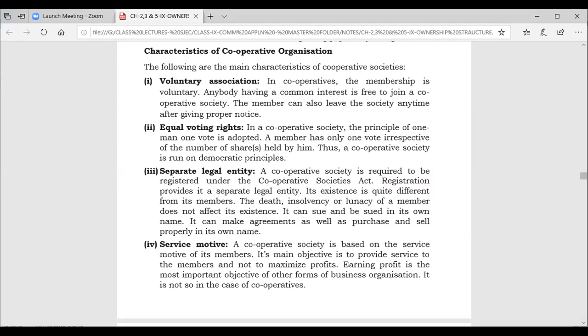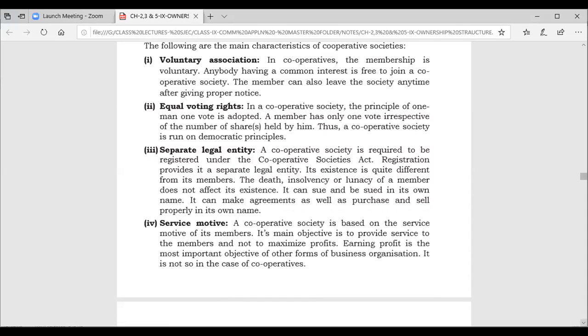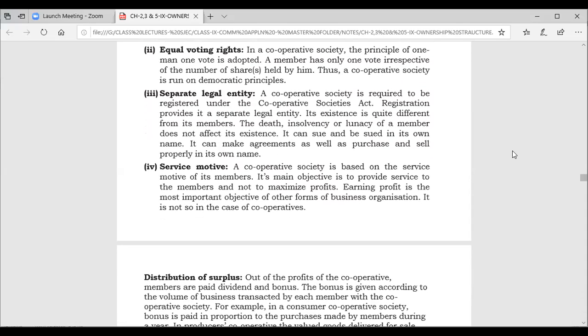separate legal entity. A cooperative society is required to be registered under the Cooperative Societies Act. Whenever some persons join together to form a society, it has to be registered under the Cooperative Societies Act. There is a separate act for that, and registration is compulsory. That is why it has a separate legal entity. You cannot run a cooperative society without having registration. It will not be legal.